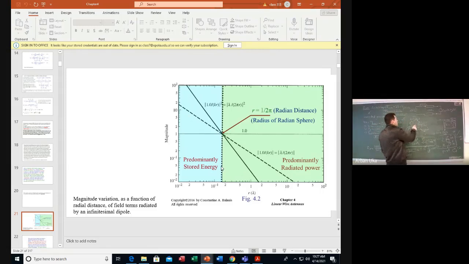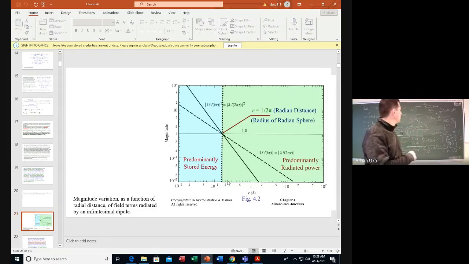So kr is equal to 1 only when r is equal to lambda over 2 pi. So this means that r is lambda divided by 6. How can we denote this? 1 over 6 is 0.15, or whatever this is, 0.17 lambda. So this might be one reason that this is not r equal to lambda. It's a different factor. That's why the x-axis is in logarithmic scale.